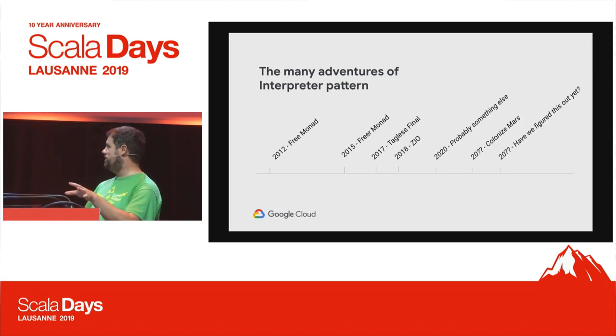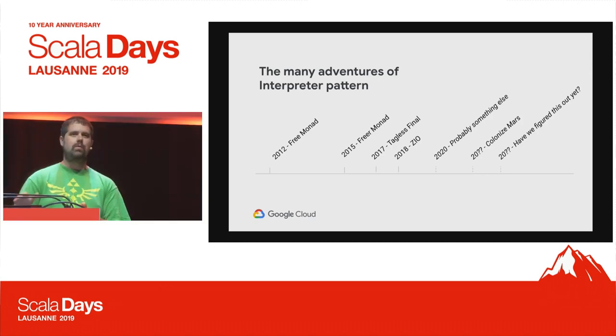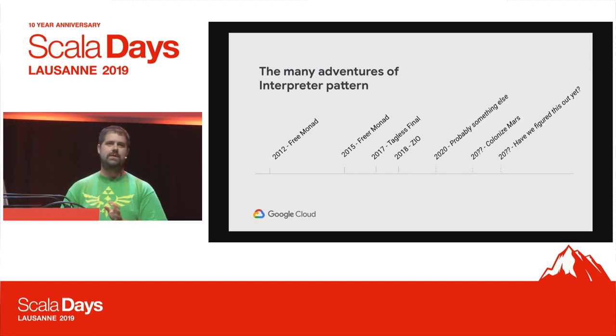So we're just going to throw out there. Yeah, let's look into our crystal ball and see what's out there. We are making a prediction that by the time we have colonized Mars, we'll have a way of doing interpreters that is the standard way. Or slightly after that. Just a little bit after, yeah. Sometime around then.